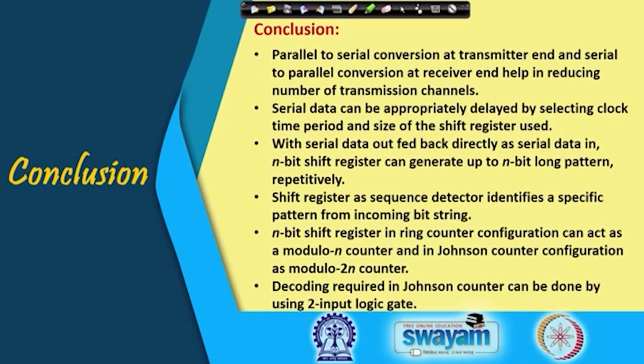Okay. And an n bit shift register in ring counter configuration can act as a modulo n counter, and in Johnson counter configuration as a modulo 2n counter. And for ring counter configuration, we do not need any extra decoding logic, but for Johnson counter we need a 2 input logic gate for decoding purposes. Okay. Thank you.